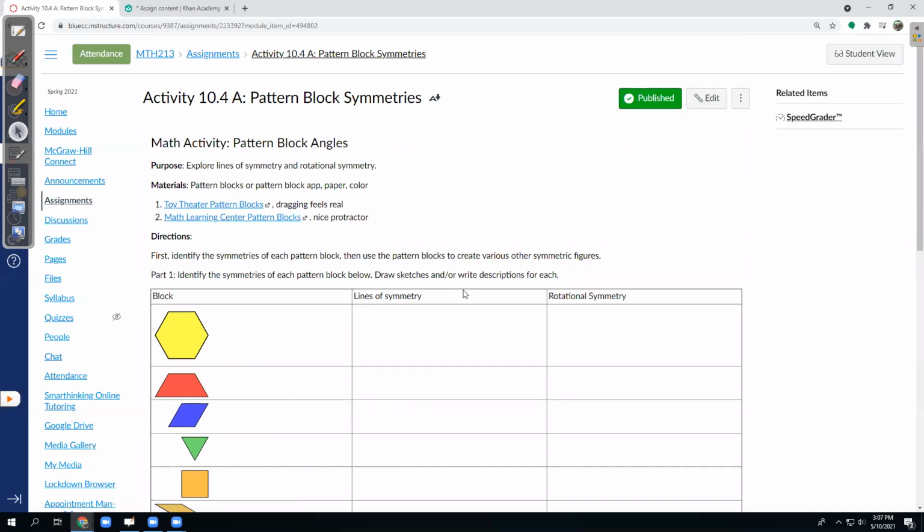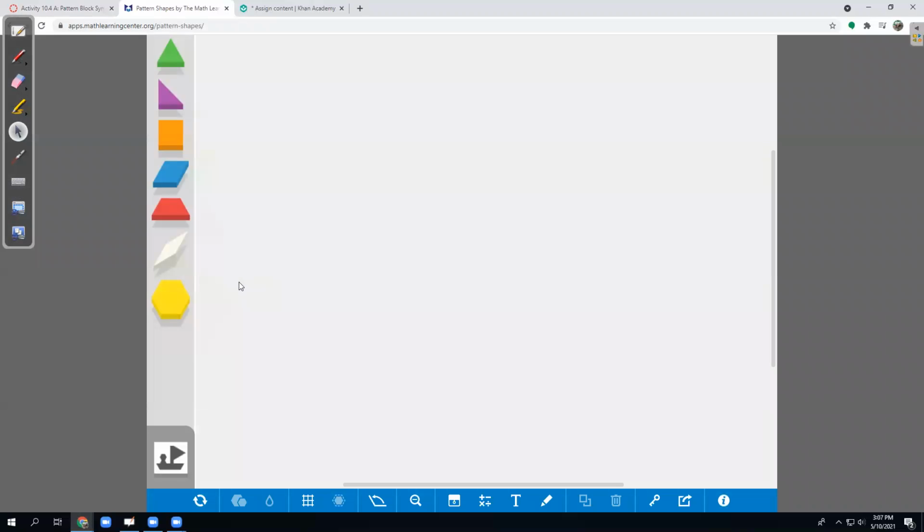There's links, and there's the Toy Theater one and the Math Learning Center. And lately, as you guys might remember, I like the Math Learning Center one better. It's cleaner, the figures snap together nice, and I can kind of play around with them in a lot of ways with this nice rotation tool on there. So let's just grab a couple of these on the screen here.